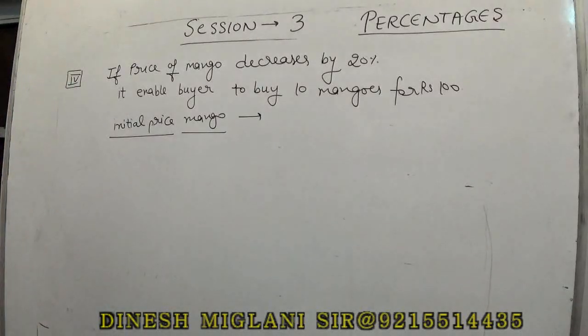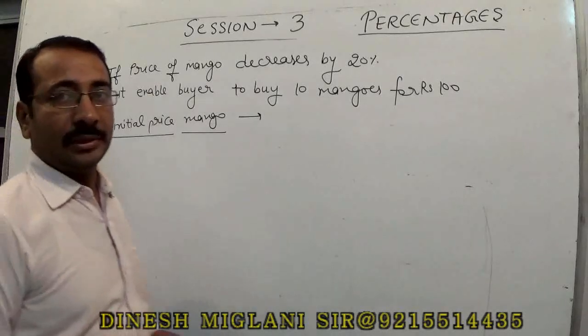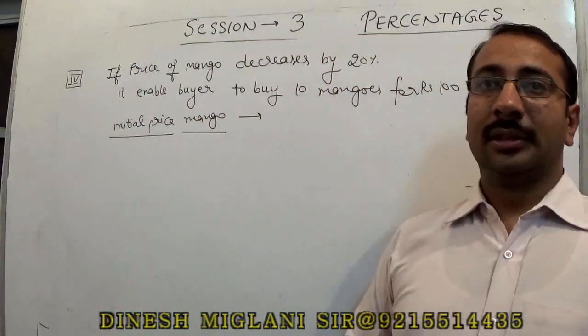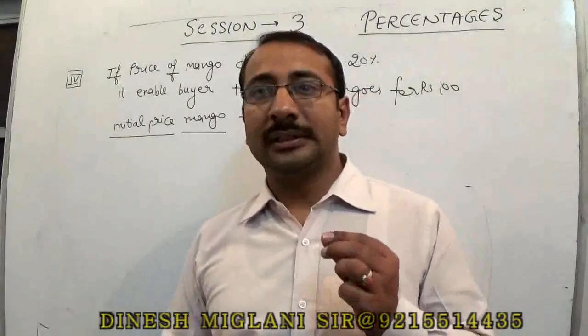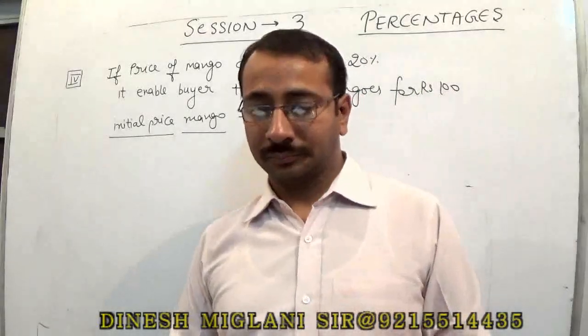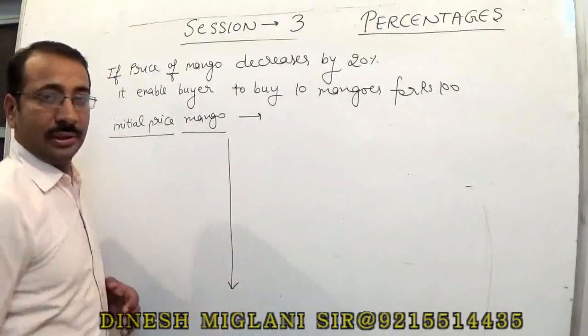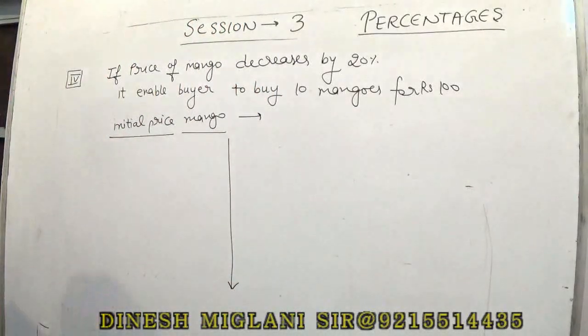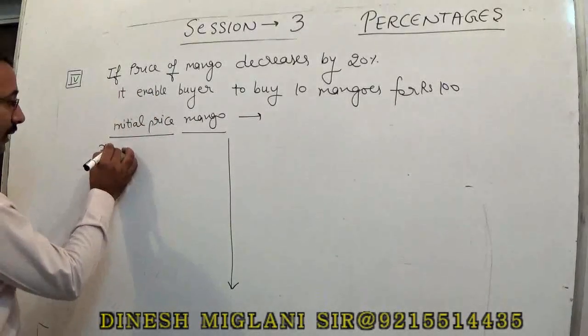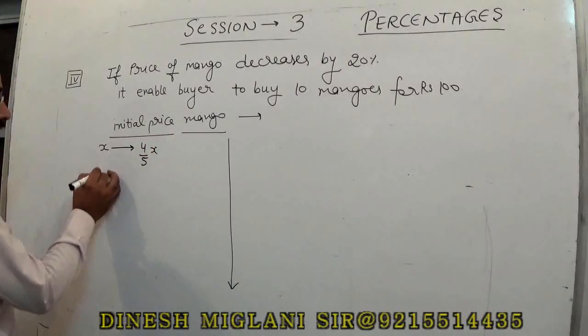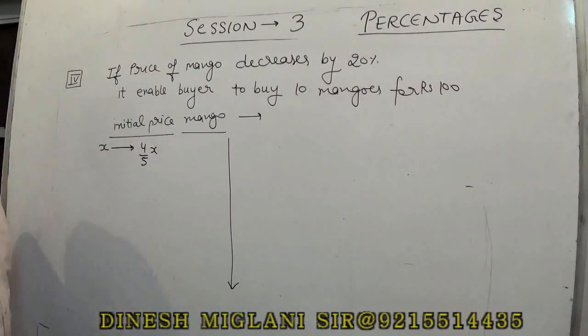Now have a look over this question. The price of mango decreases by 20%. It enables a buyer to buy 10 mangoes more for rupees 100. Based on this, we have to find what is the initial price of the mango. We have two types of approaches in order to answer this question. Suppose the initial price was X. It was decreased by 20%. It means it has become 4 by 5x. That is my initial price, that is my decreased price.